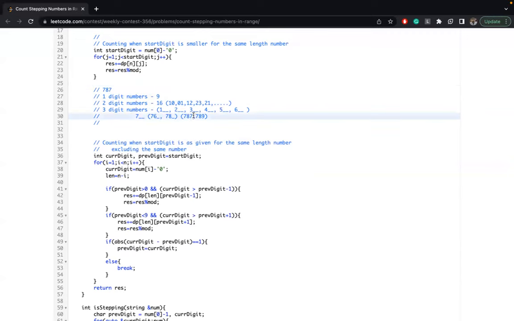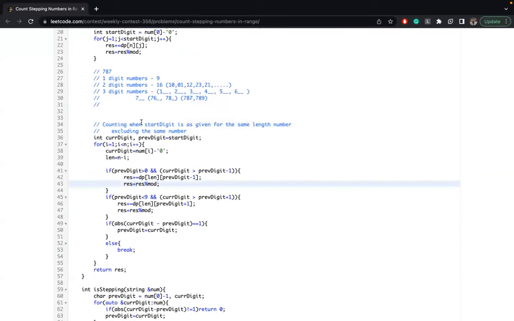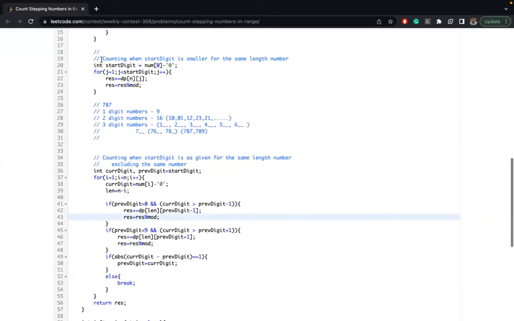So any number lesser than 787 will be counted, not 787, right? So after encountering 7, it will look for the next digit, but the next digit is not there, so it will come out of the loop, and whatever result has been added as of now will be returned. So you can look into it. So till this I think you have understood.